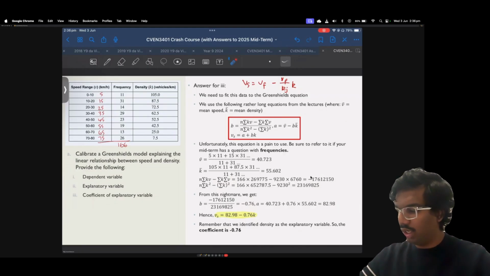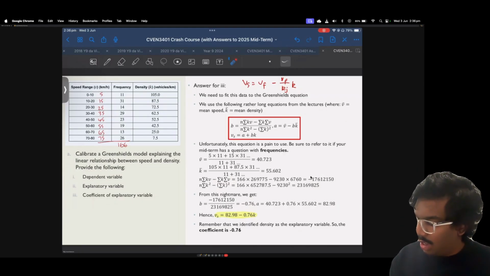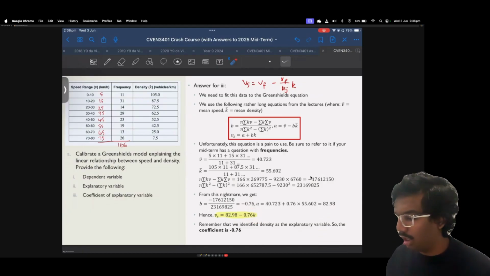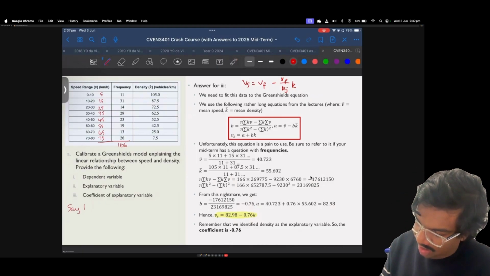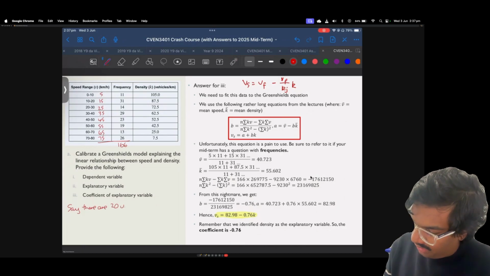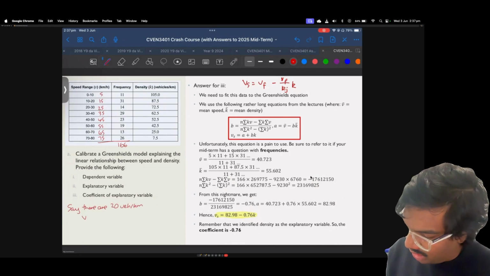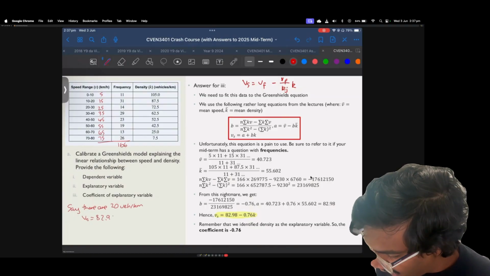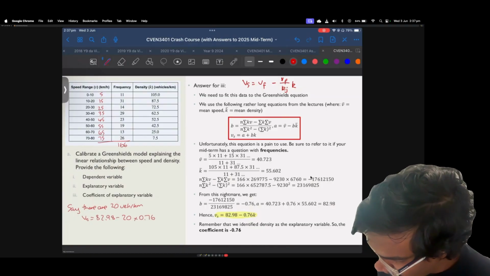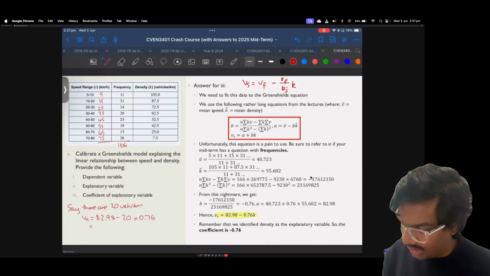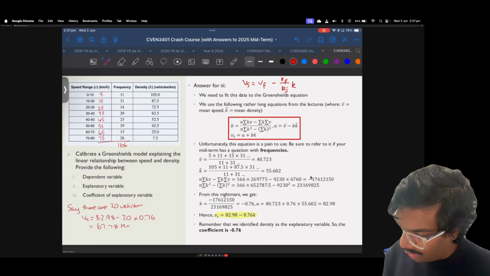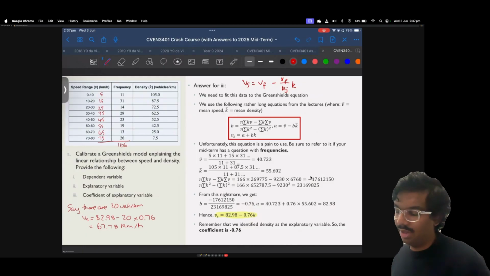I'll quickly explain what that means. That basically means that you can calculate the speed of the road based on how many vehicles there are. So say there are 20 vehicles per kilometer, then we use this equation. The speed of the road is 82.98 minus 20 times 0.76, and we end up with 67.78. So if you have 20 vehicles per kilometer, the road is going at about 67.78 kilometers an hour.